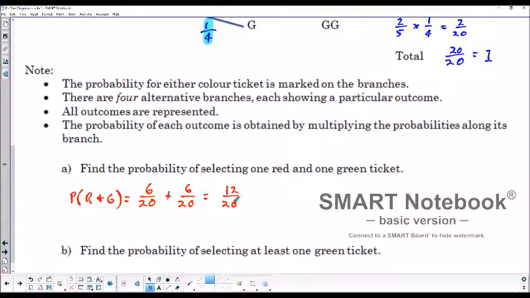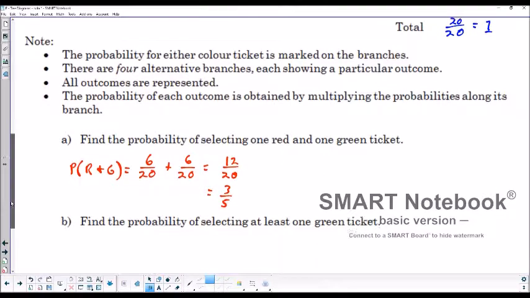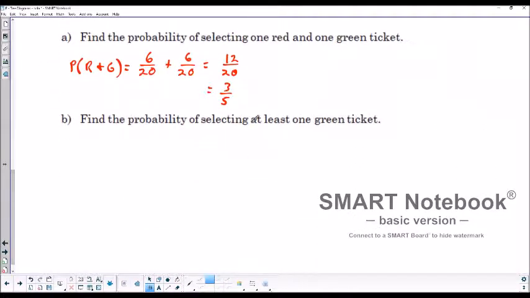And now in this case, I can just simplify that. So we divide top and bottom by 4, so I get 3/5. Okay, so it's a 3 in 5 probability that we will select a red and green ticket. So now for the second example, we're looking at the probability of selecting at least 1 green ticket. So at least 1 green ticket means 1 ticket is green or 2 are green.